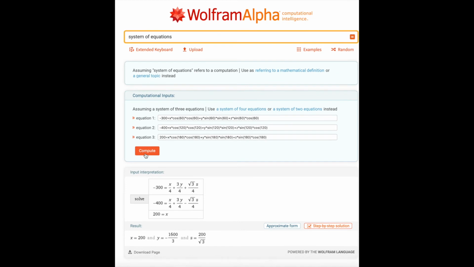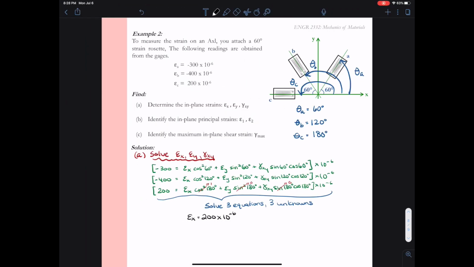They also often give you symbolic answers, or even exact answers. So here we see x is 200 as we expected. Epsilon x was 200 times 10 to the negative 6. We see that the value for y, which is going to be epsilon y, is negative 533.33 times 10 to the minus 6. And we also see that gamma xy, when you evaluate that equation, will come out to be 115.470 times 10 to the minus 6.